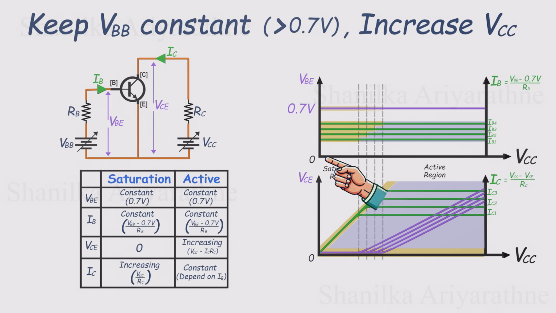So to summarize, in the saturation region, VCE is nearly zero, and IC increases with VCC, just like a switch that's fully on. In the active region, IC stays steady even as VCE increases. This is where the transistor acts as an amplifier, with small changes in base current producing much larger changes in collector current.